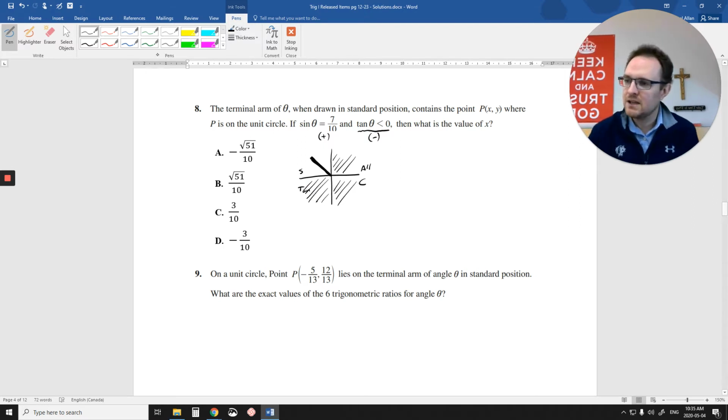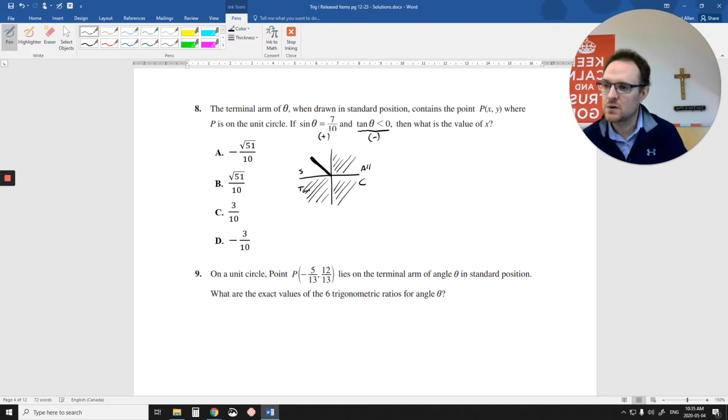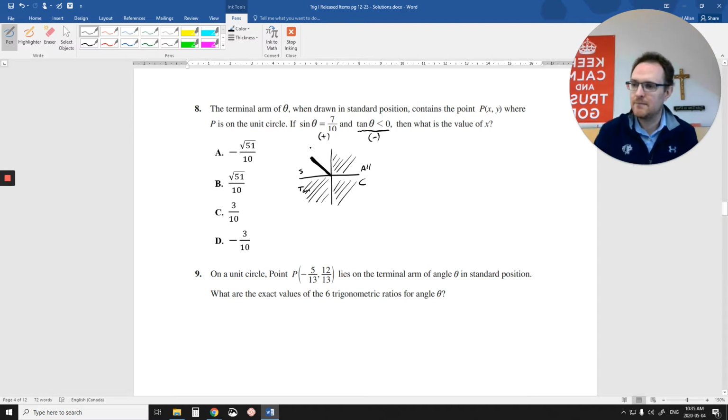Okay? Now, there's two ways to do this question. If you treat this as if this is on the unit circle, because it does say it's on the unit circle, you could just say that's my y value, right? So you could just say that my y value here is 7/10.